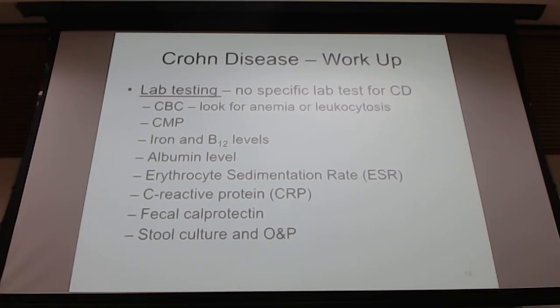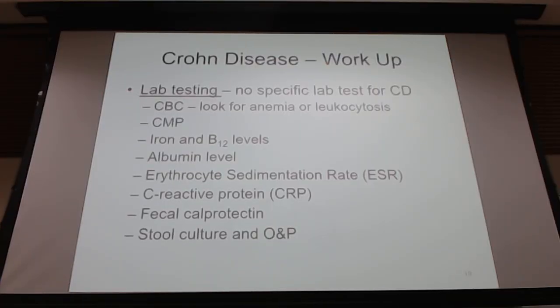And then there's this fecal calprotectin. This test measures the level of protein in your stool to determine if there's inflammation, which is important. And then obviously, let's get a stool culture, ova, and parasites as well to make sure that we're not having something else complicating it. It's basically just to rule those out.